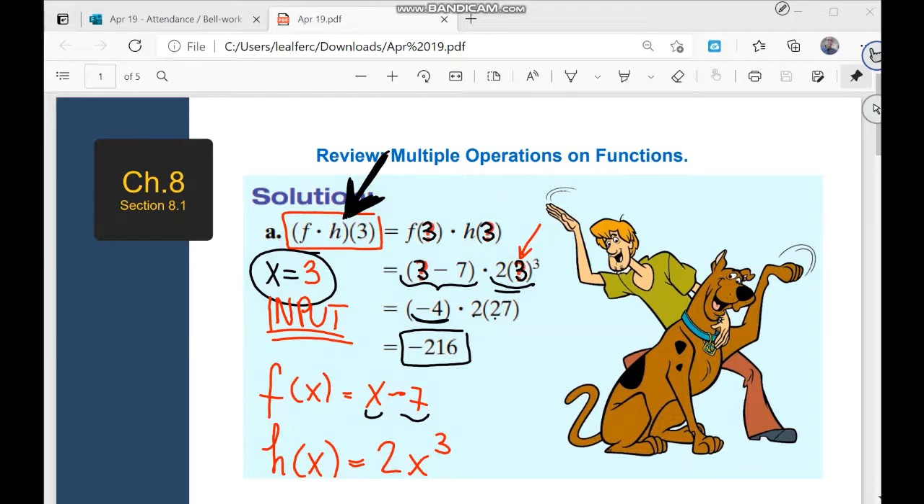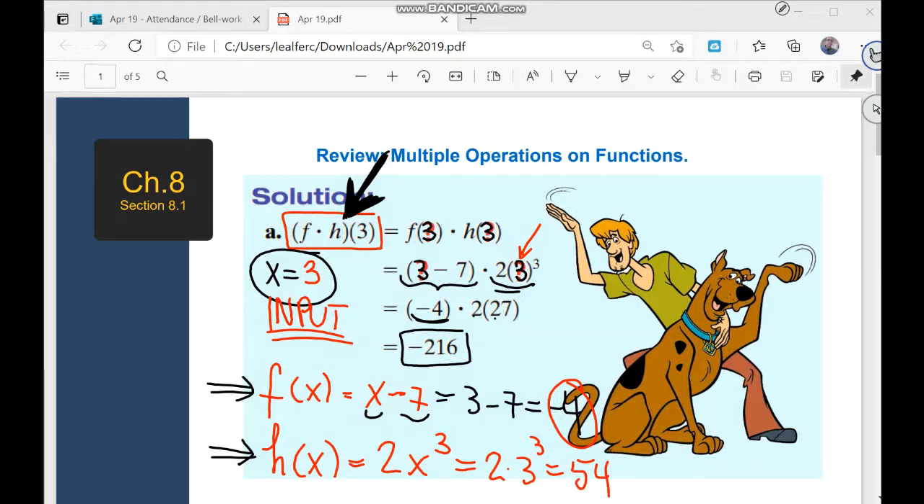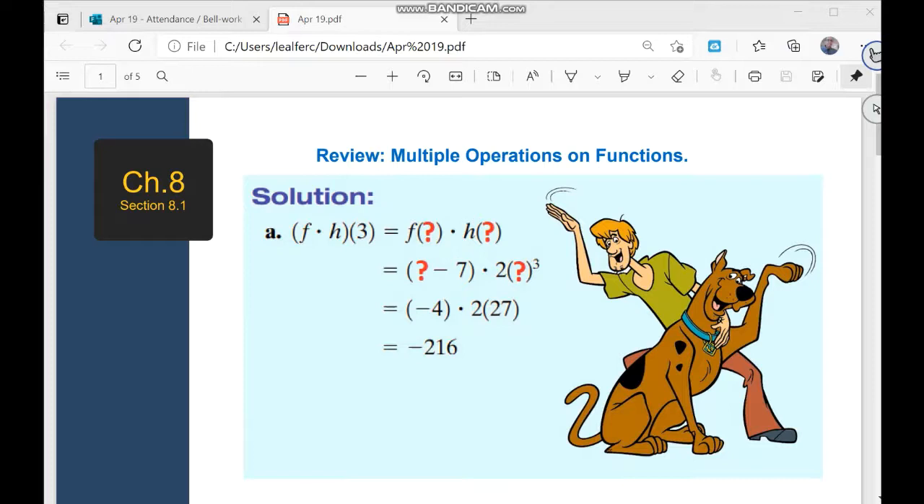Now, when we have the equation of the function, it's kind of easy to calculate, right? Because you have the equation here, and then you just plug in the input. Plug in the input equals 3, and we find the output negative 4, in this case. We input x equals 3, we find the output is 54. What about if we don't have the equation of the function? How can we find the output? That's what we will see today.